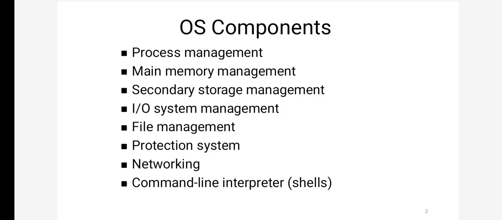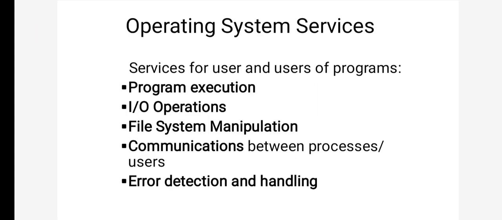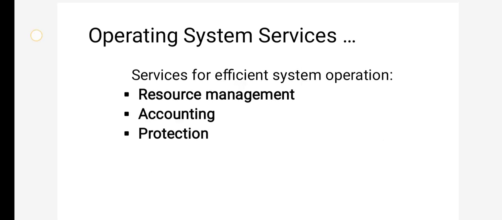In this lecture, we shall discuss the operating system components, in which we discuss process management, main memory management, secondary storage management, I/O system management, file management, and protection system. Operating system services for users include program execution, I/O operation, file system manipulation, communication between processes and users, and error detection and handling. Here are some services for efficient system operation: resource management, accounting, and protection.